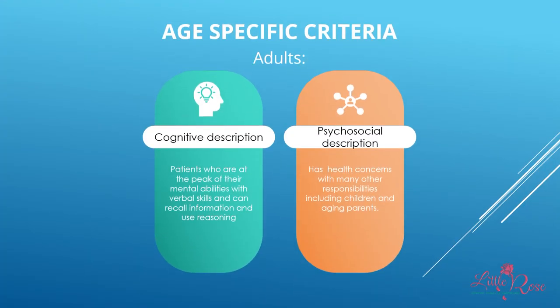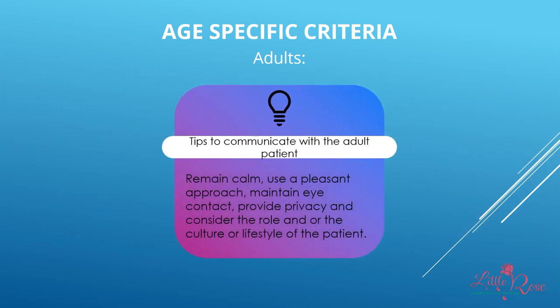Adults. Cognitive description. Patients who are at the peak of their mental abilities with verbal skills and can recall information and use reasoning. Psychosocial description. Has health concerns with many other responsibilities, possibly including children and aging parents. Tips to communicate with adult patients. Remain calm. Use pleasant approach. Maintain eye contact. Provide privacy and consider the role and their culture or lifestyle of the patient.